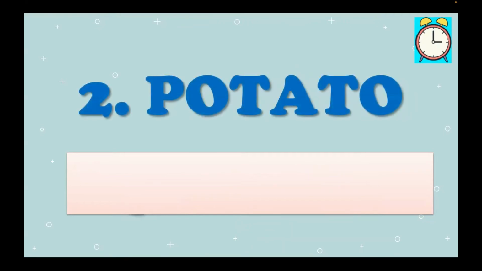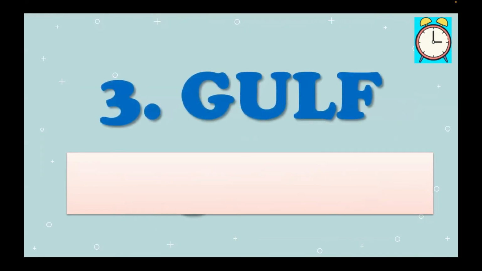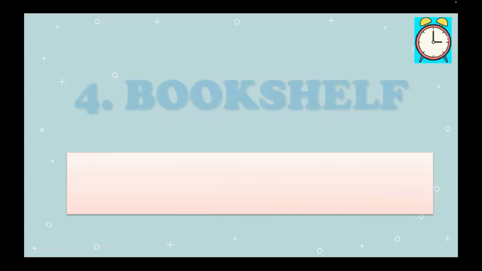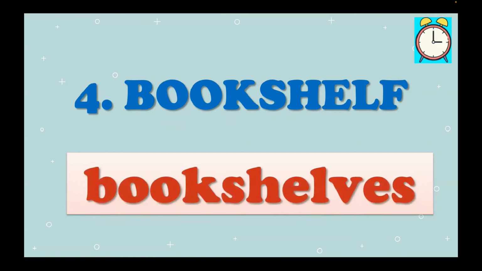Second, potato. The plural form of potato is potatoes. ES. Next, number 3 is golf. The plural form of golf is golfs. Next word is bookshelf. Bookshelf. The plural form of bookshelf is bookshelves.